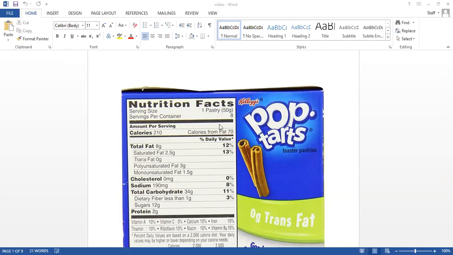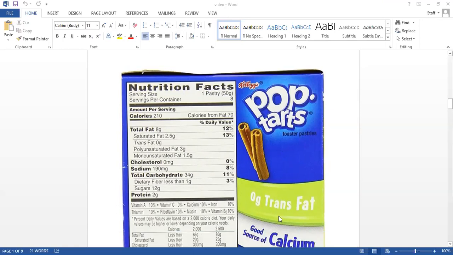So be very careful. That's why I have this label here, because they will alter the serving size to make the carbohydrates look like they're low. So that's why we always want you to start with the serving size first. And this one just happens to be one pastry. So if I only have one, then I have 34 grams of carbs. But if I have two pastries, which is how they're packaged, then really I would have 68 grams of carbs for this particular type of Pop-Tart.